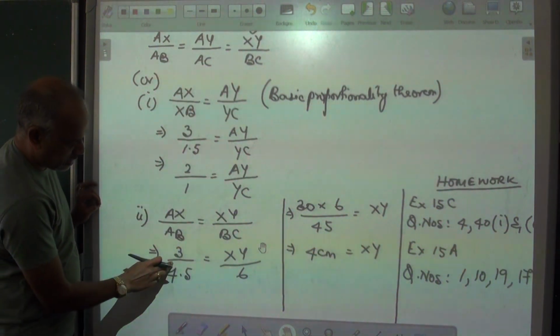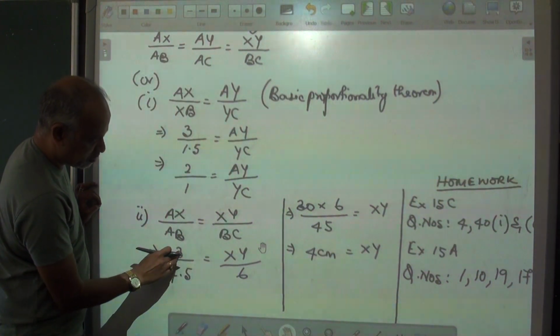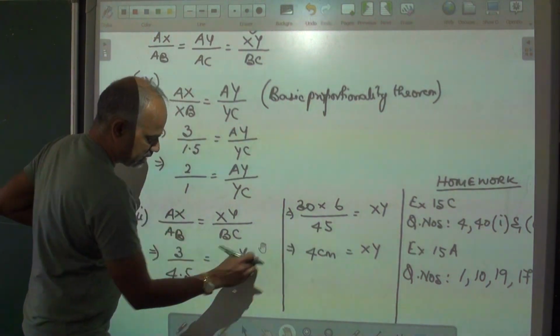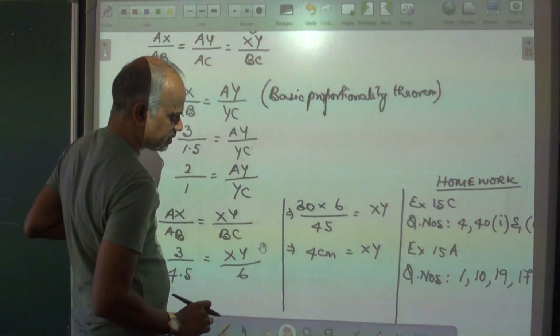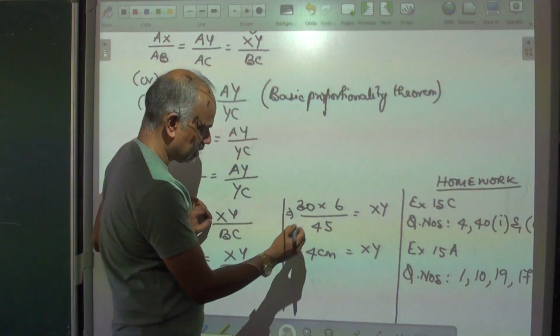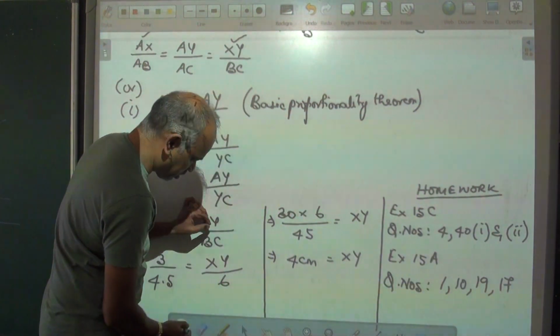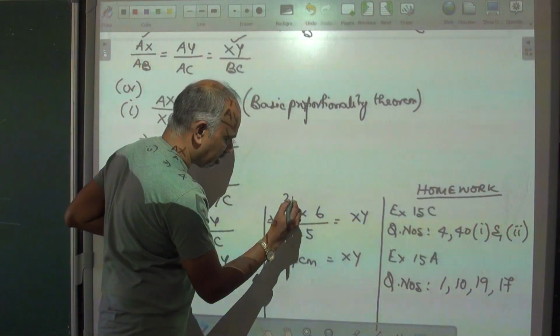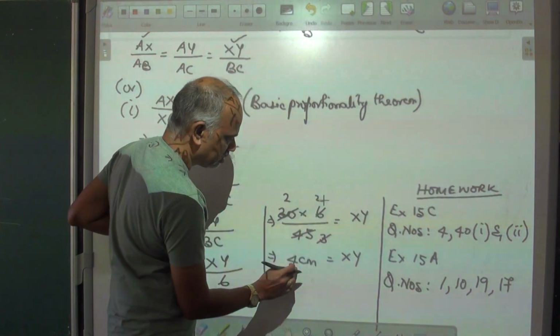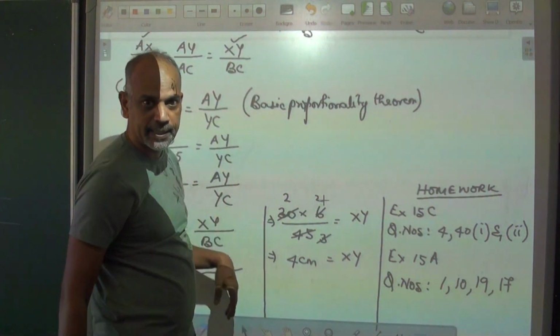You can remove the decimal, this becomes 30 divided by 45, and the 6 comes this side, into 6, is equal to XY. You can simplify this, both can be divided by 15, this will go twice, this will go 3 times, 3, and this will go 2 times, 2 into 2 is 4. 4 centimeter is XY.